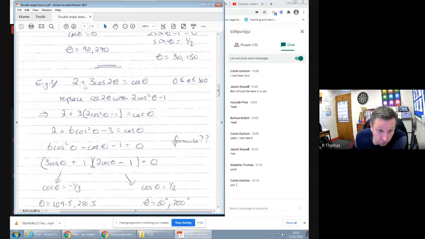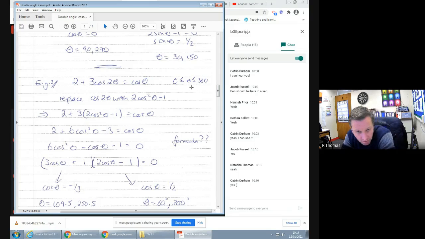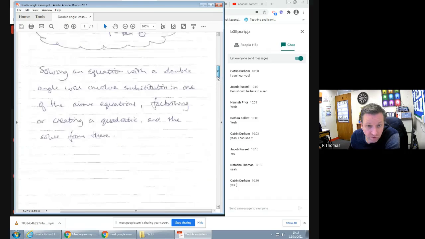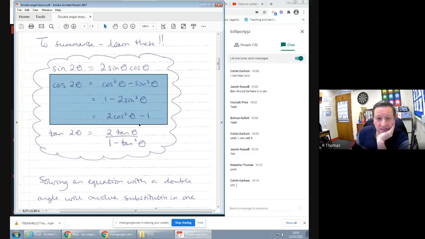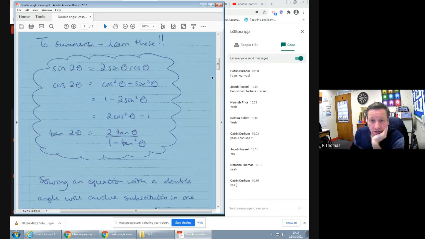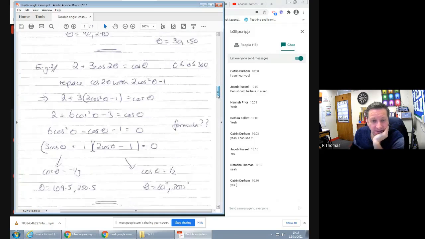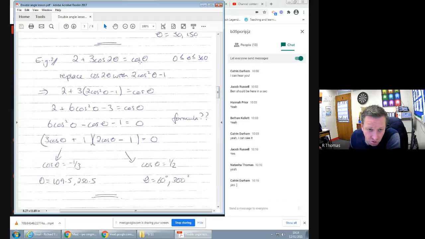Now, example 2: 2 plus 3 cos 2 theta equals cos theta, again between 0 and 360. Now, my double angle here is cos 2 theta. If you remember, we have 3 options for cos 2 theta. We have cos squared minus sine squared, which very rarely gets used because it's complicated. We can replace it with a sine squared, or we can replace it with a cos squared. If you go back to the question, if you're a bit savvy, look at this other term here.